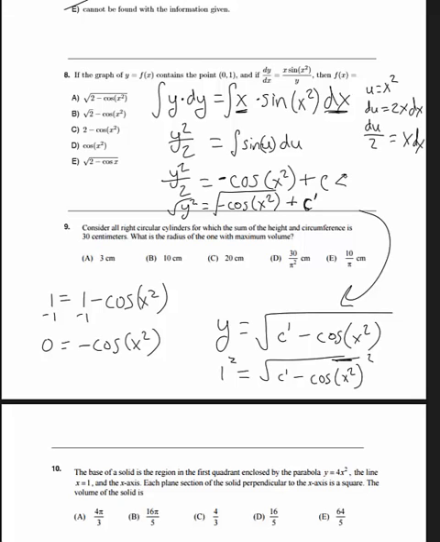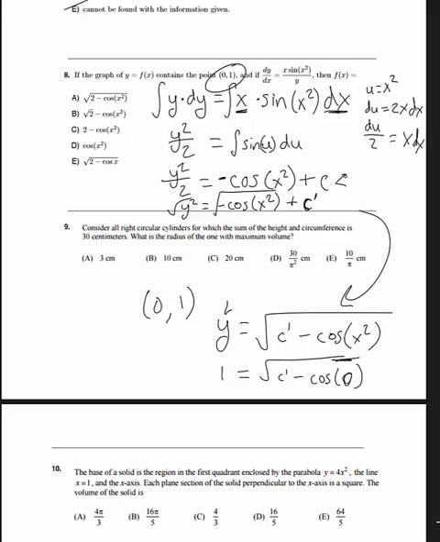Oh, you know what? I think I messed this up, huh? Sorry guys, I plugged in for C. So that's my fault. Just ignore what I just did. We're plugging in the point 0, 1. So that's 0 for x and 1 for y. So we're just going to plug that in right here.